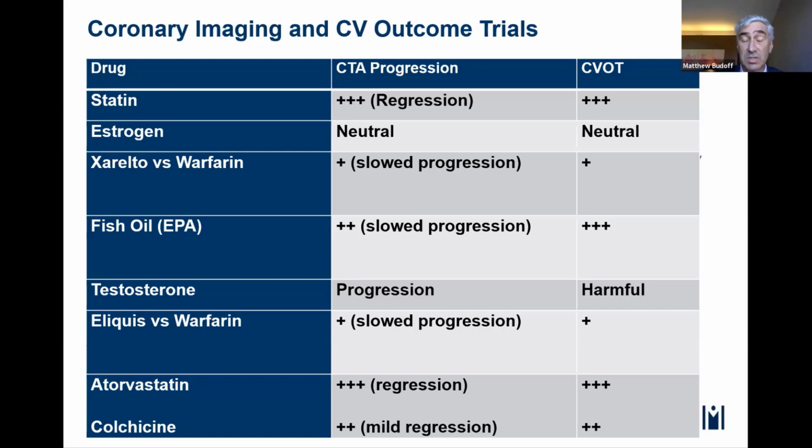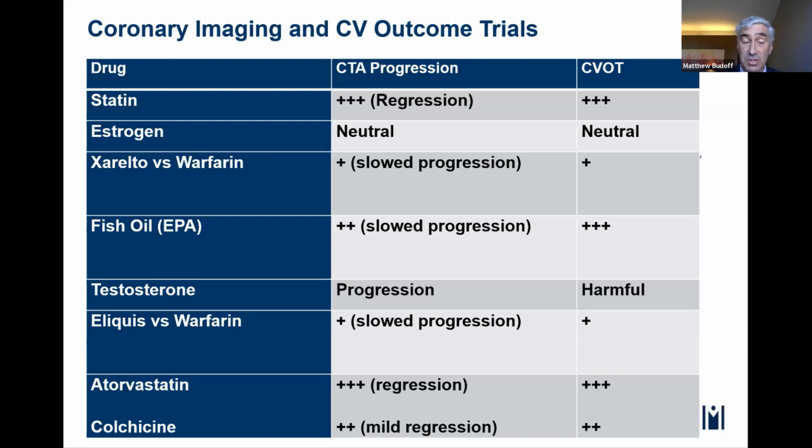Estrogen was neutral with CT angio. We showed that 2 years ago in the New England Journal of Medicine. And the cardiovascular outcome trials are also neutral. You can see the fish oil data, the icosapent ethyl data we just presented. Testosterone caused progression, and in the TOM trial has shown to be harmful.